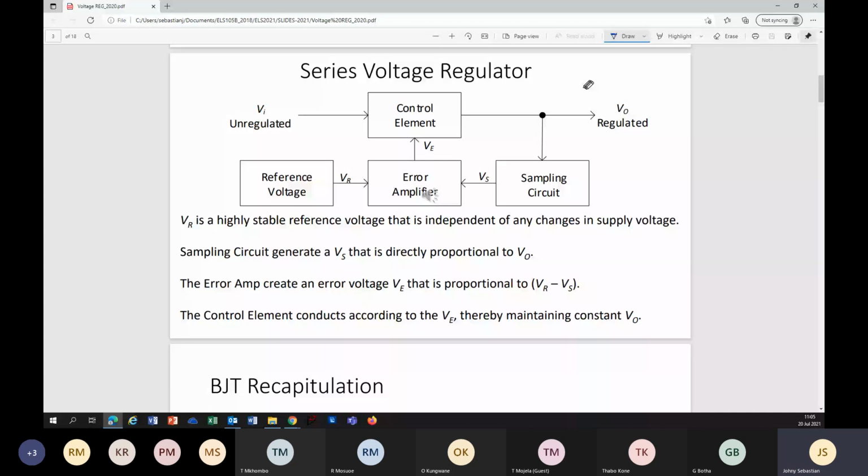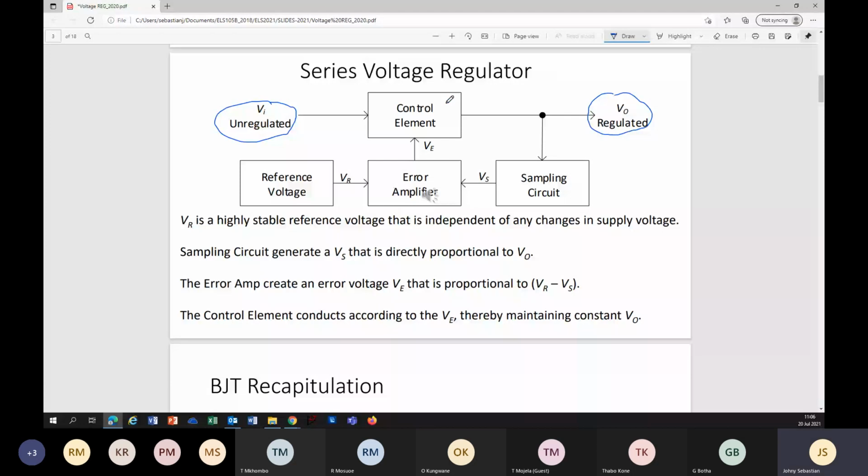So the input to the system is VI unregulated. That is basically our VDC. The output of the system is V0 regulated. That is a constant VDC that is not supposed to be affected by line regulation, load regulation, and ripples. So between the input and output, there is something called the control element.